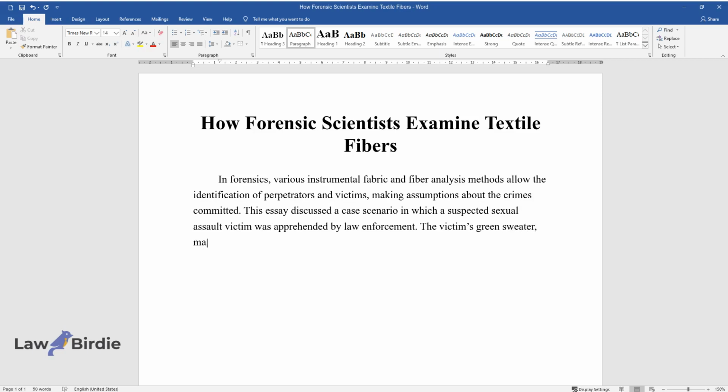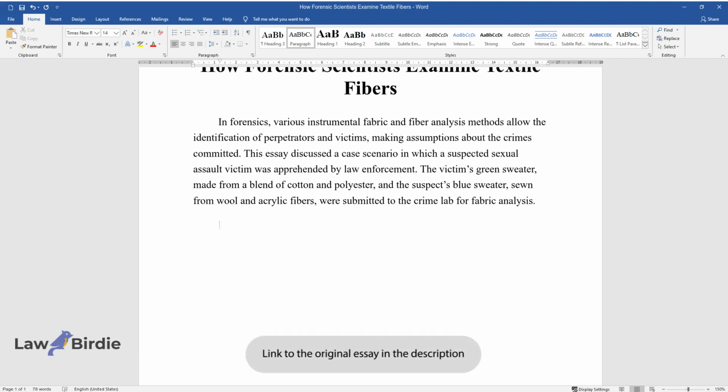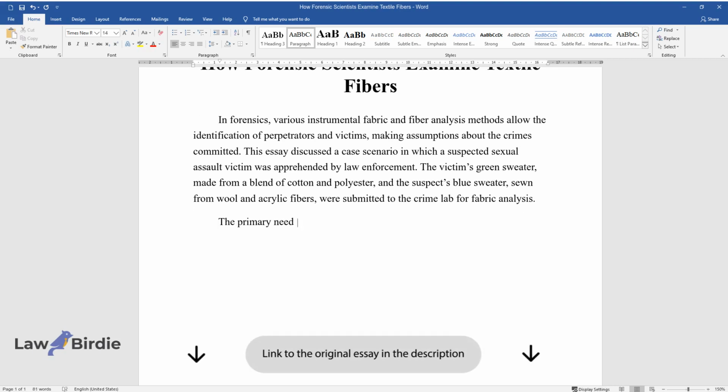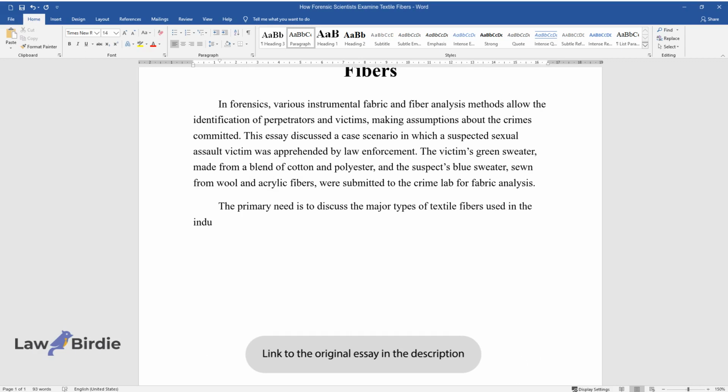The victim's green sweater, made from a blend of cotton and polyester, and the suspect's blue sweater, sewn from wool and acrylic fibers, were submitted to the crime lab for fabric analysis. The primary need is to discuss the major types of textile fibers used in the industrial apparel industry.